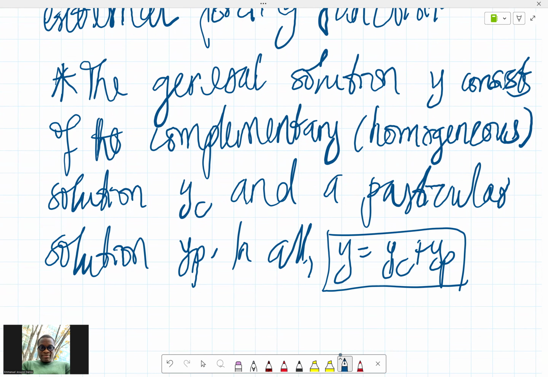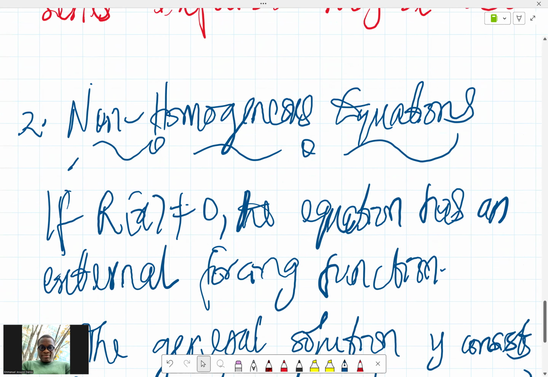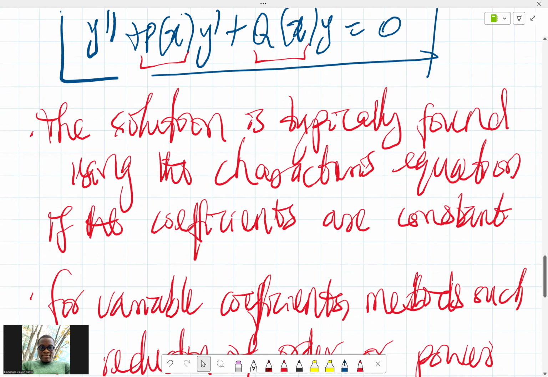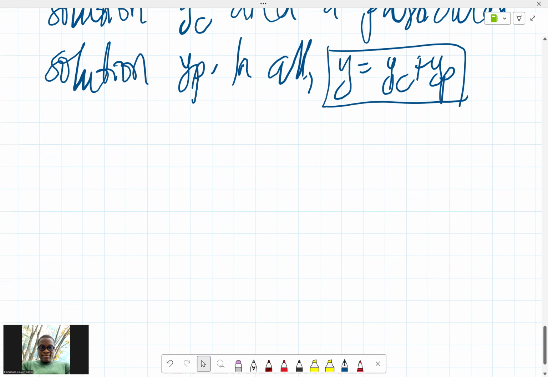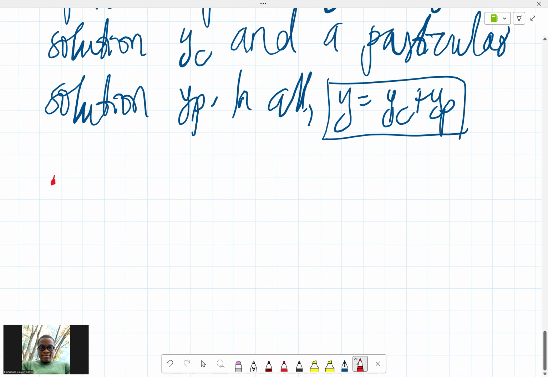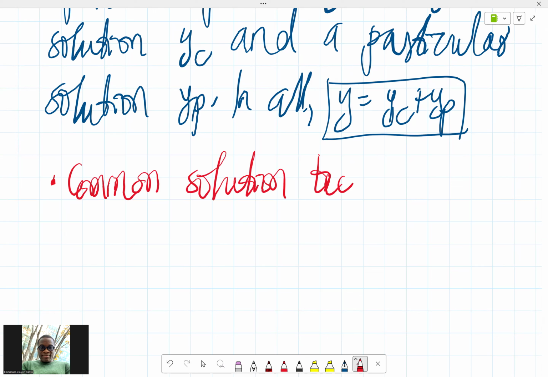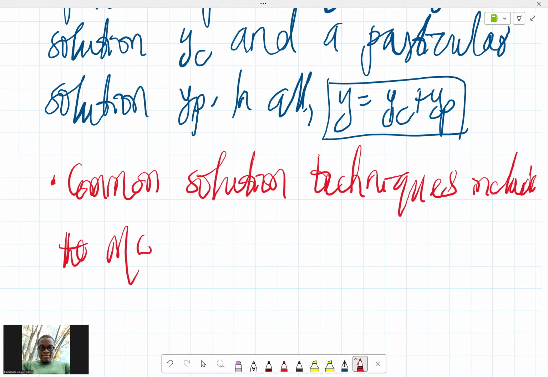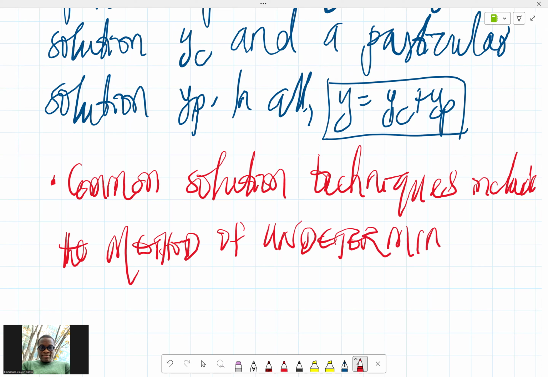Now, in this situation, we can talk about another thing, which is the common solution techniques for this. Common solution techniques include the method of undetermined coefficients.